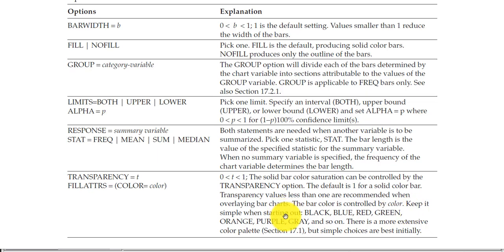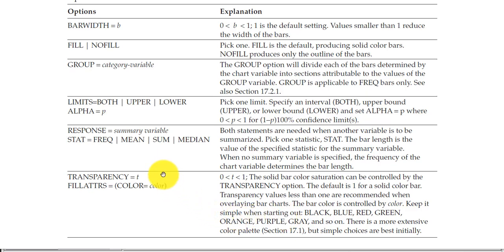And so just starting out here, I say keep it simple. The things you're able to tell differences in: black, blue, red, green, orange, purple, gray. Yellow and orange, yellow especially, is really hard to see on a graph unless you're changing background colors. We will learn how to look at a more extensive color palette in section 17.1. But as we're starting out here, the simple choices are best, so we don't get too crazy.